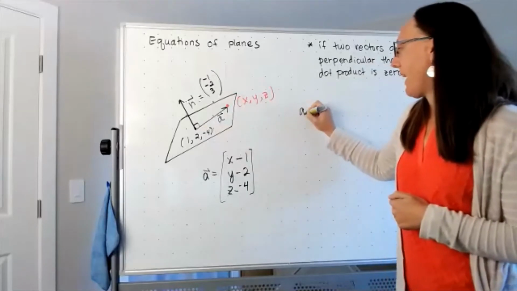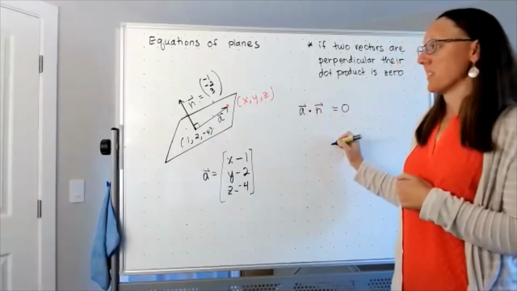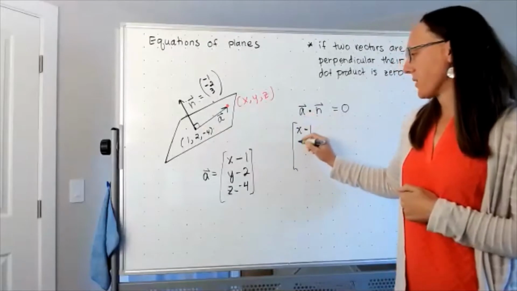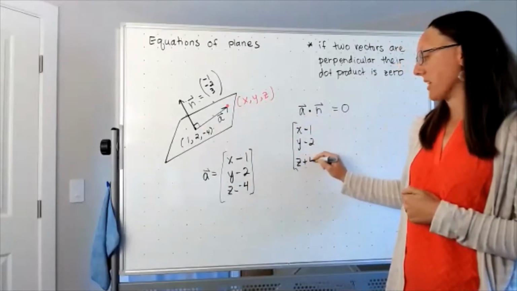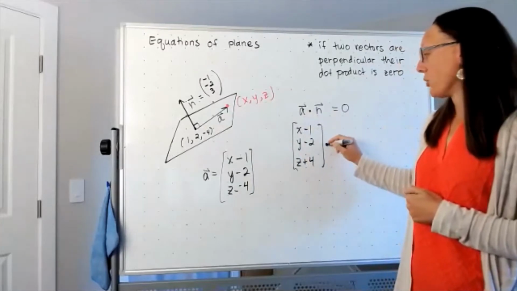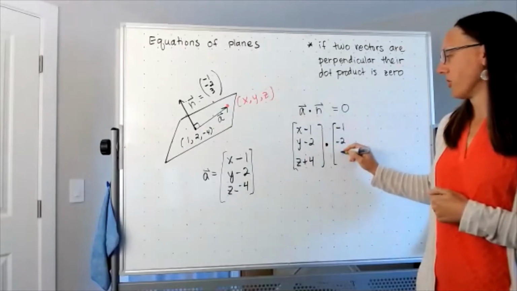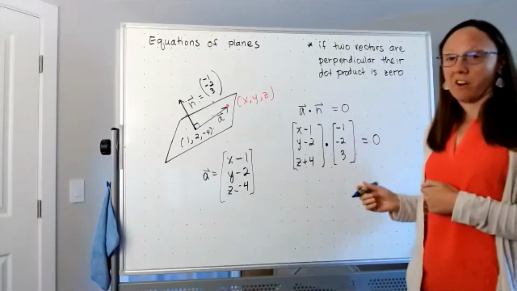So I'm going to look at A dotted with our normal vector and set that equal to 0. So our A vector, x minus 1, y minus 2, and I'll go ahead and switch that around to say z plus 4. We're going to do a dot product then with the vector -1, -2, 3, and force that to equal 0.